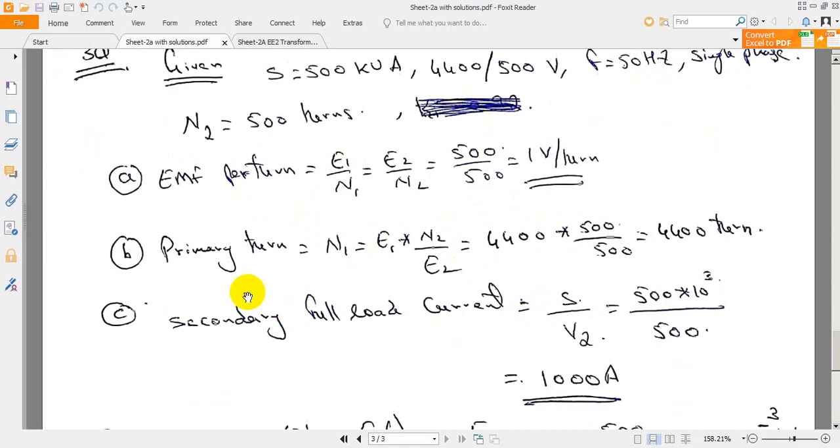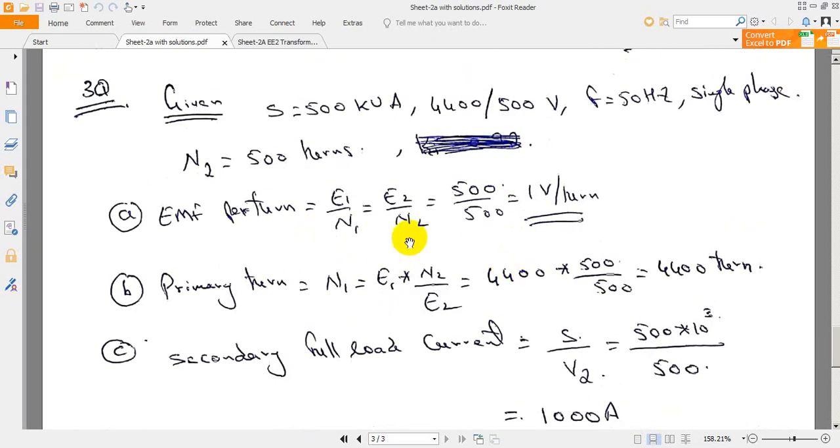The next parameter that we need to evaluate is the primary turns. Primary turns are N1, and N1 has to be evaluated. From this relationship, either you can go for the transformation ratio also, you will get the same thing. E1 by N1 is equal to E2 by N2. On cross multiplication, you will get N1 is equal to E1 into N2 by E2. Substitute the value of E1: 4400 into N2 which is 500, divided by E2 which is 500. You will get it as 4400 turns.